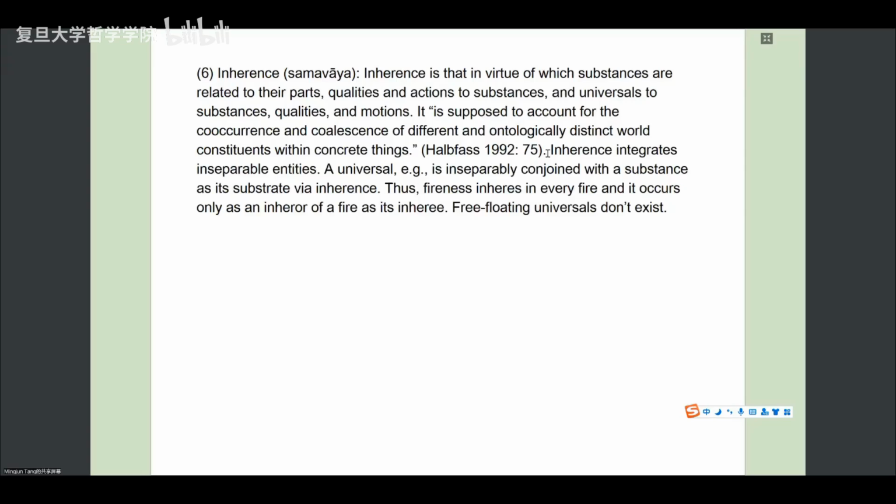So we have ontologically distinct word constituents like qualities and substances, and qualities are integrated with substances by means of inherence. Inherence integrates inseparable entities, and in that way it's different from contact. A universal, for example, is inseparably conjoined with a substance as its substrate via inherence. Thus, fireness inheres in every fire, and it occurs only as an inherer of a fire as its inheree. Free-floating universals don't exist. So then let's take the next one.